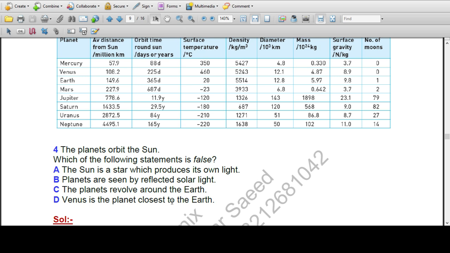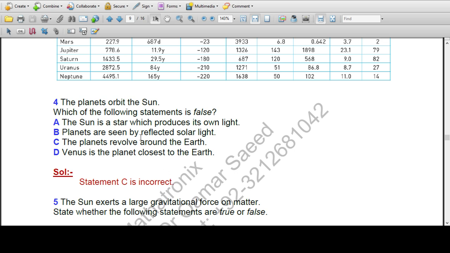Venus is the planet closest to the Earth. Yes, it is true. So the statement C is incorrect. All the planets revolve around the Sun, not around the Earth.